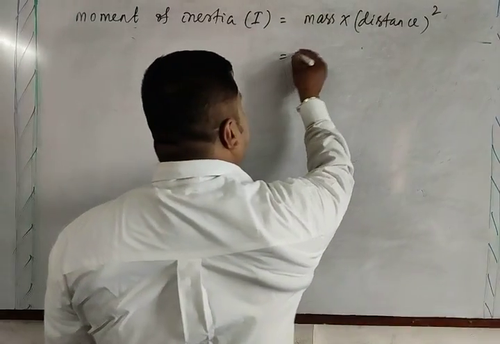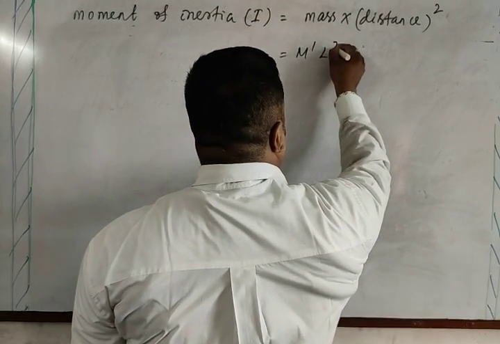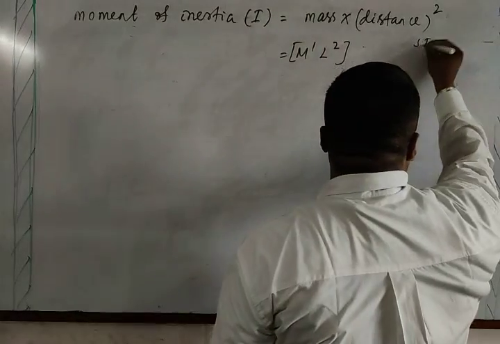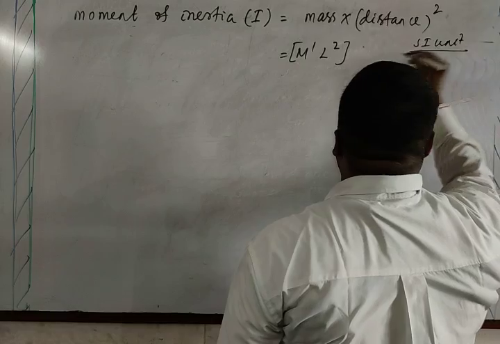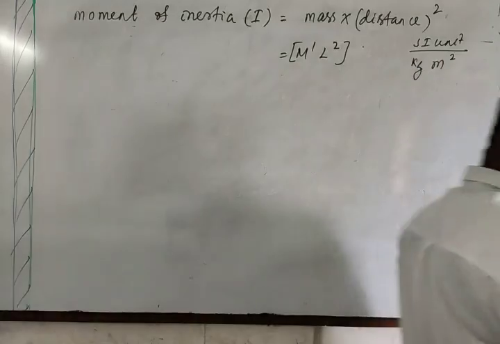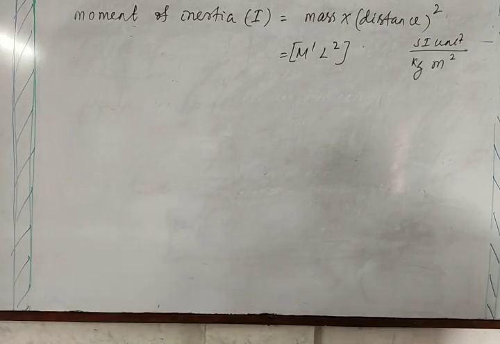So if you find the dimension, this is M^1 L^2. That is the dimension, since distance is L^2. So what will be its SI unit? The SI unit is kg meter^2. Kg meter^2. That is your moment of inertia.